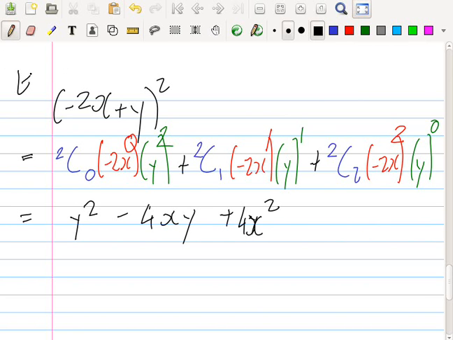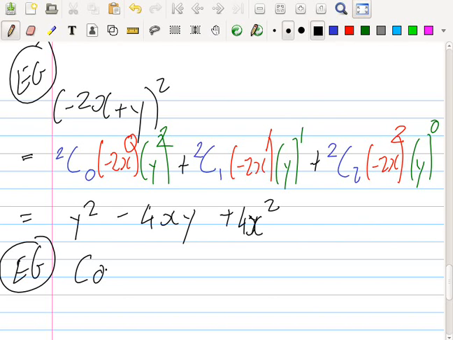Okay, number 2, next example. I'll do D actually in number 2. Shh, listen. X cubed in this one here.